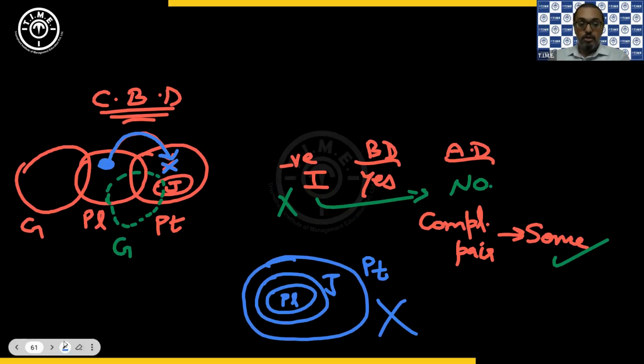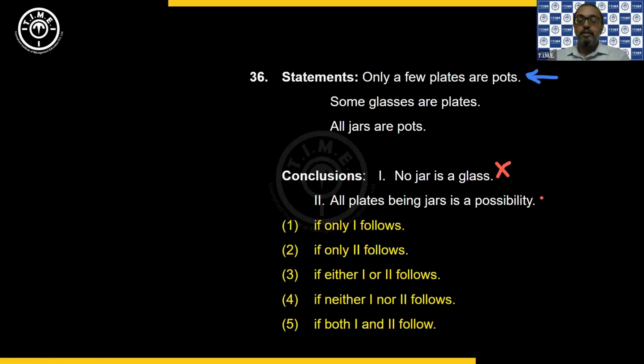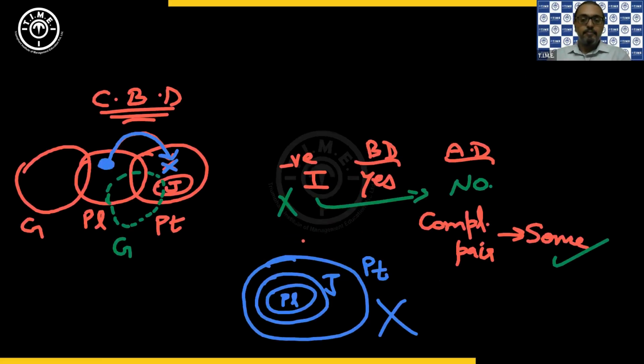Now, because it is not allowed, you say it does not follow, because he says it is possible. He's saying it is possible, so it is not. So that is why we give our answer as neither one nor two. Okay? Neither one nor two. Right.